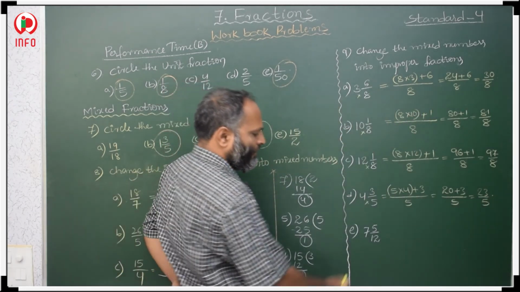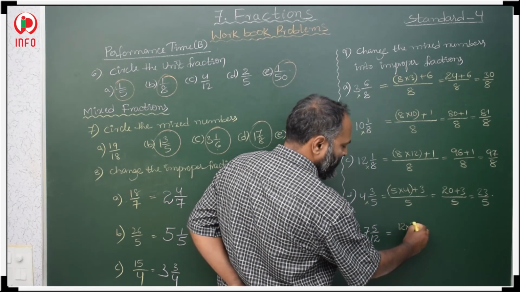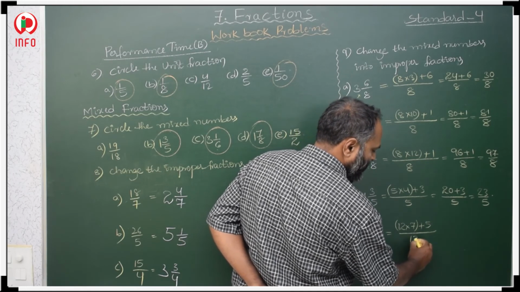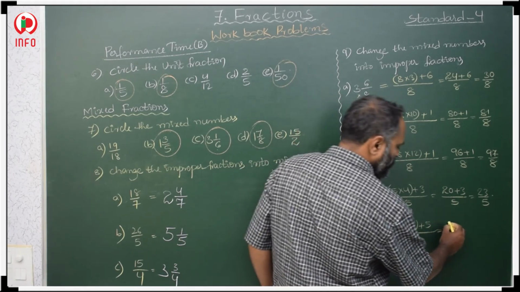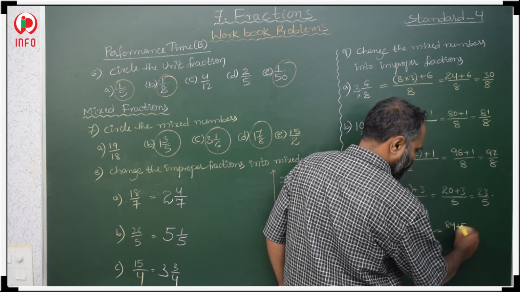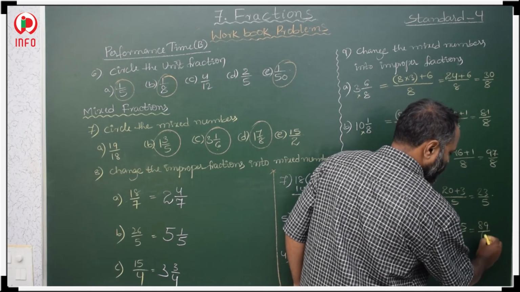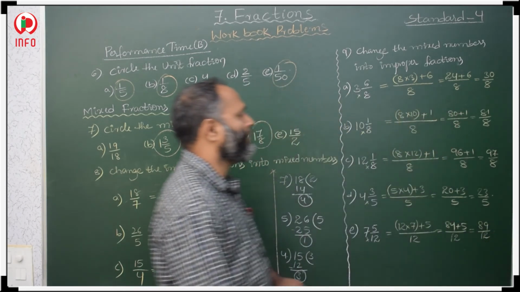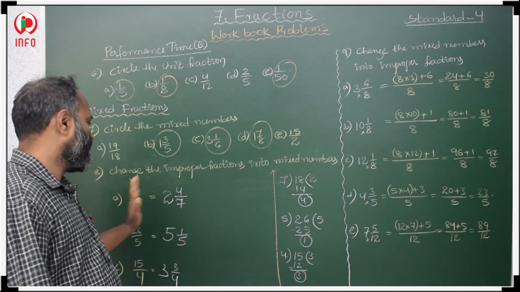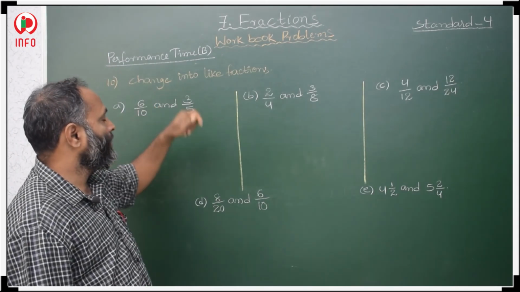Here we have to multiply denominator with whole part, 12 into 7, plus numerator divided by denominator. 12 7s are 84 plus 5 by 12, 84 plus 5, 89 by 12. In this way we have to convert mixed into improper, improper into mixed. Okay. Now change into like fractions.